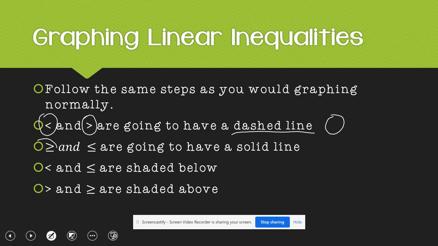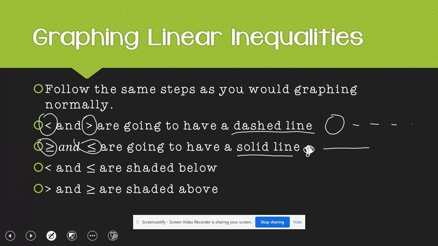Then greater than or equal to and less than or equal to are going to have a solid line. So think of it as your closed circle. That's as close as I could make it, and that doesn't even look like a circle. It looks like some weird type of flower, but it's fine. So it's going to have a solid line. This is going to be dashed. That's how you're going to graph it. So those are two things you need to know.